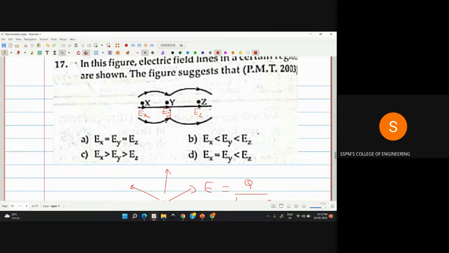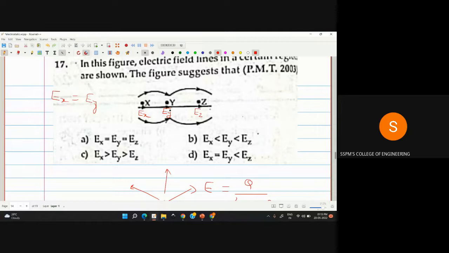Now, as far as spacing between these two lines is concerned, the spacing at Z is larger. So Ez is less than Ey, and it will also be less than Ex, isn't it? But what is the relation between Ex and Ey? You look at the spacing. The spacing between these two lines at point X and Y are approximately same. So we can say the magnitude of Ex and Ey are same.